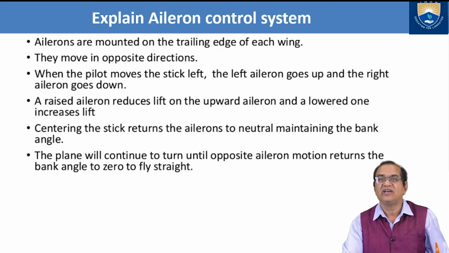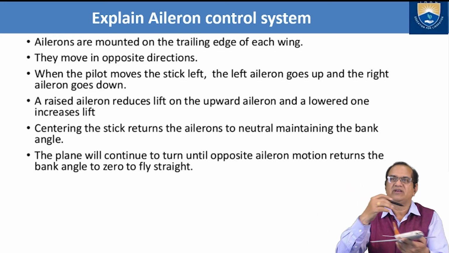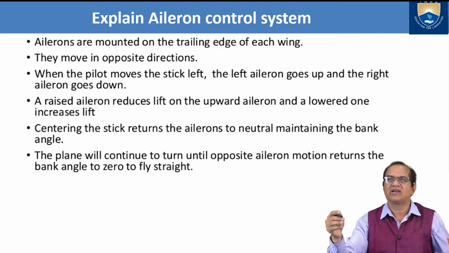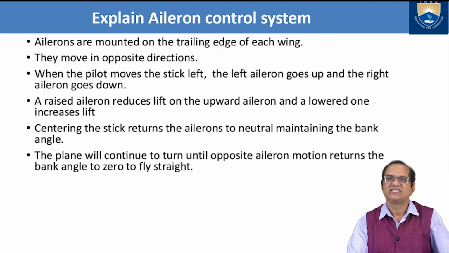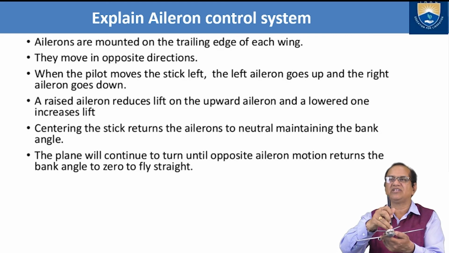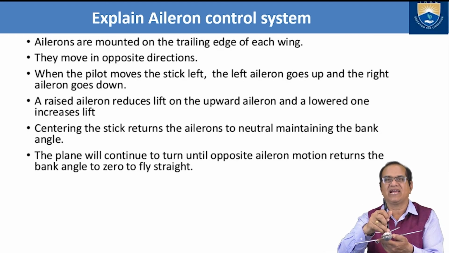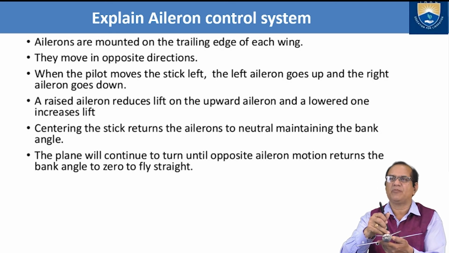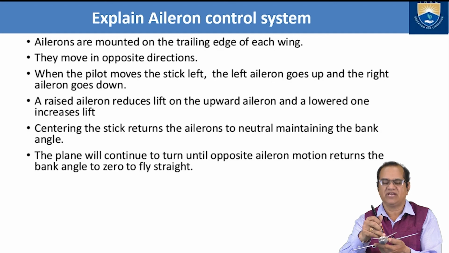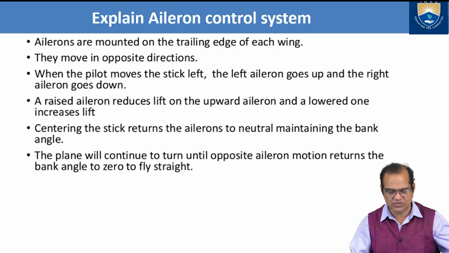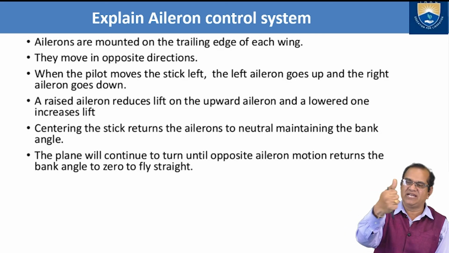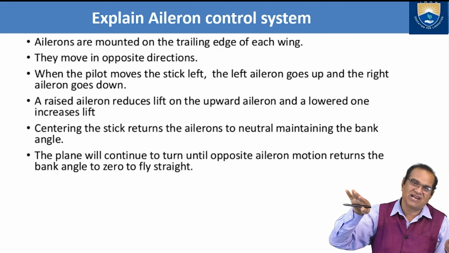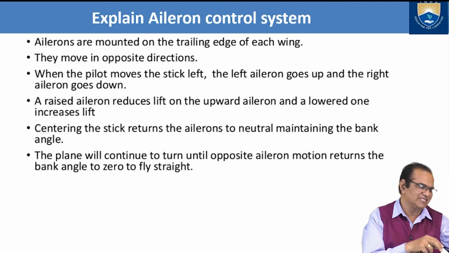A raised aileron reduces the lift on the upward aileron and a lowered one increases the lift. So this side will increase the lift. Centering the stick returns the aileron to neutral, maintaining the bank angle. The plane will continue to turn until opposite aileron motion returns the bank angle to 0 to fly straight. So if you put the stick like this, it will bank, then it will again come to center. It will start banking. The aircraft will fly in the same condition.